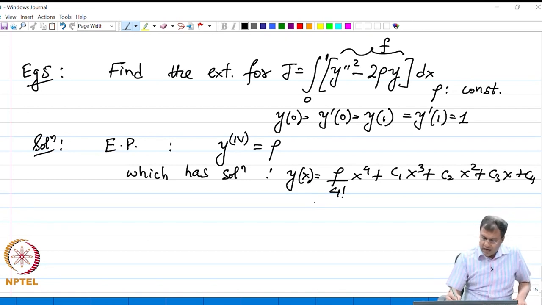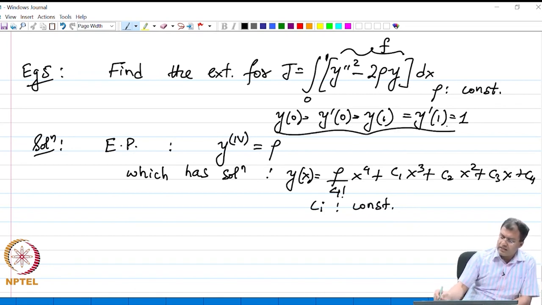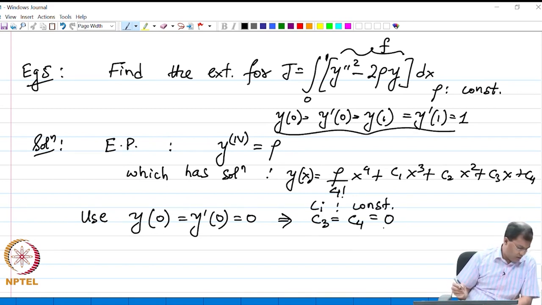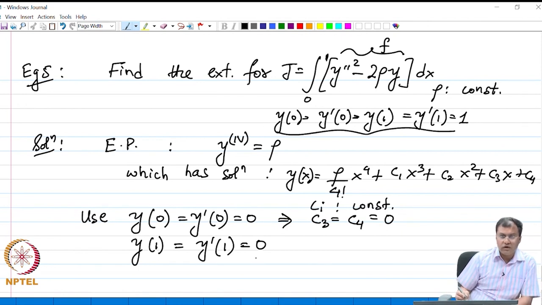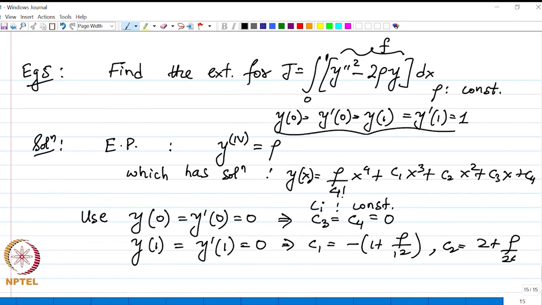Okay. So, the c i's are constants. So, using all these, we have four constants and we have four boundary conditions here. So, we can very conveniently eliminate all these unknowns of the problem. If we use the first two boundary conditions, y of 0 and y prime of 0 equal to 0, we see that c 3 is equal to c 4 is equal to 0. Further, if we use the fact that y of 1 and y prime of 1 are given, the other two boundary conditions, we get that c 1 comes out to be negative 1 plus rho by 12, and c 2 comes out to be 2 plus rho by 24, right. It is all a matter of algebra to solve for all these constants.